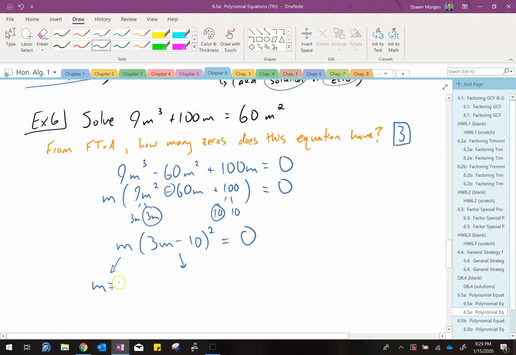Here, m simply equals 0. There is no work for me to do there. And in this case, 3m minus 10 equals 0 from our ZPP.